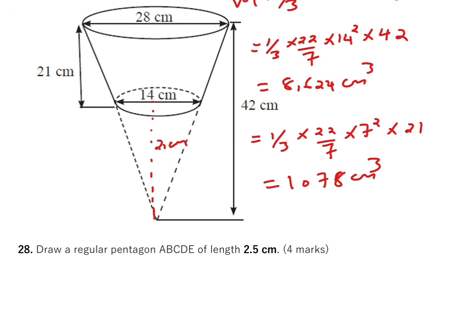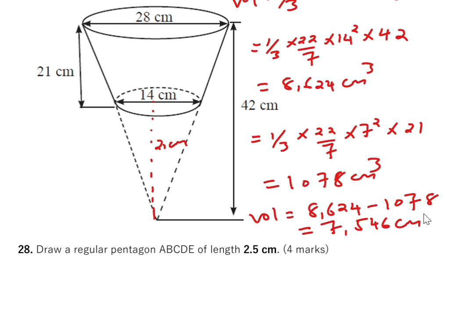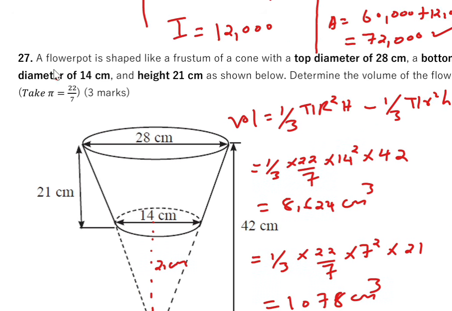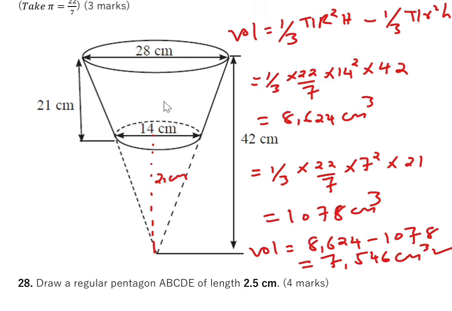So the volume of the frustum, this flower pot, will be the difference between the two volumes. So the volume will be 8,624 minus 1078. We subtract these two, 8,624 minus the answer. You can see the volume is 7,546 cubic centimeters. That is the volume of this flower pot. We score those 3 marks.